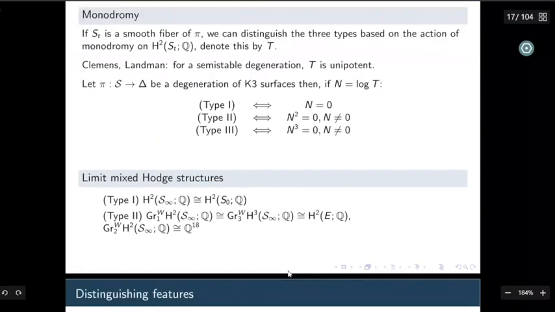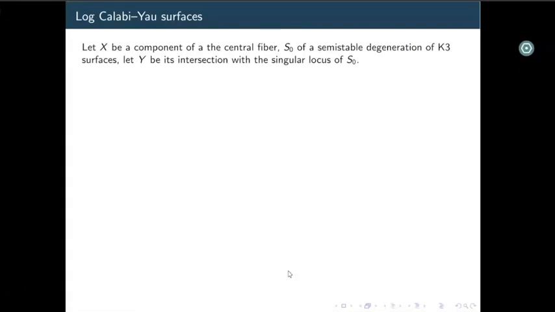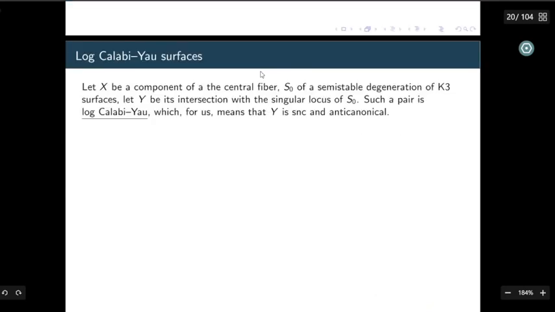So if we go back a couple slides, I mean, it's not worth it, but if you go back a couple slides, you can see that the central fiber, as I said, is composed of different types of surfaces. And so what you can do is you can build pairs out of these surfaces. So you can take the components of the central fiber, and you can take the intersection between these components and the singular locus of the central fiber. And these will give you a pair consisting of a smooth variety and a divisor. So this is going to be an SNC pair.